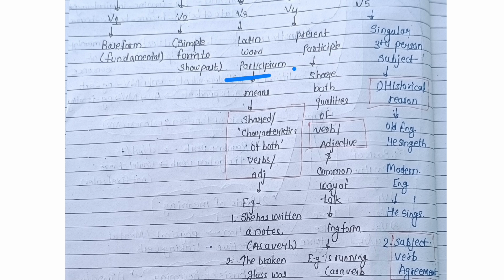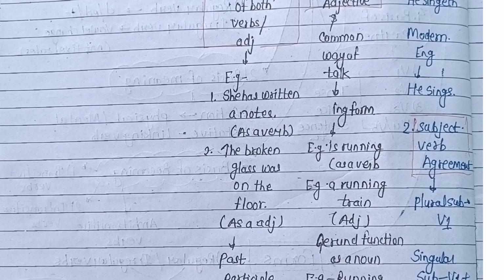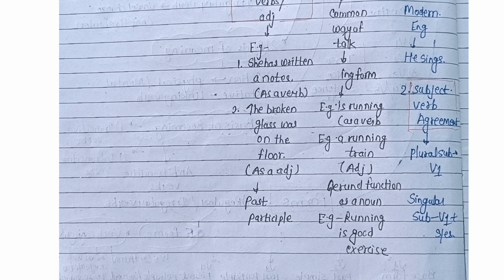The last one, what is the name of this? It is the singular third person subject. Historical reason: in modern English, where have we mostly noticed the subject and verb agreement? In a plural subject, we use the V1 form, and in a singular subject, we use the V1 plus S and ES form.